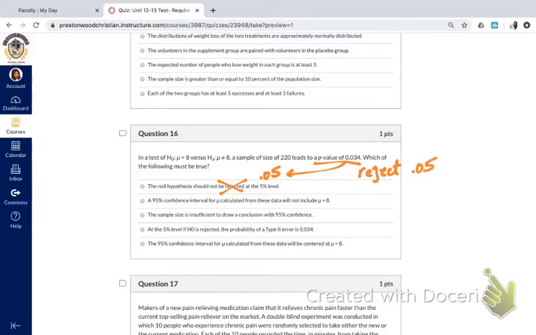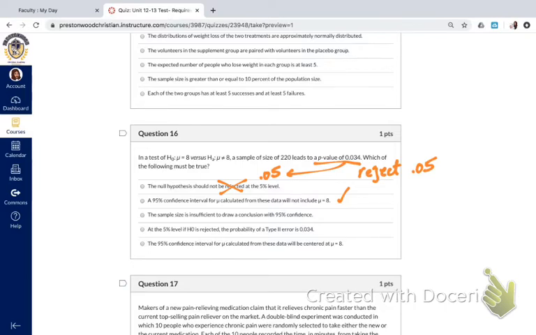A 95% confidence interval will not include mu equals 8. So since we rejected, 8 should not be included. So that's going to be a check.